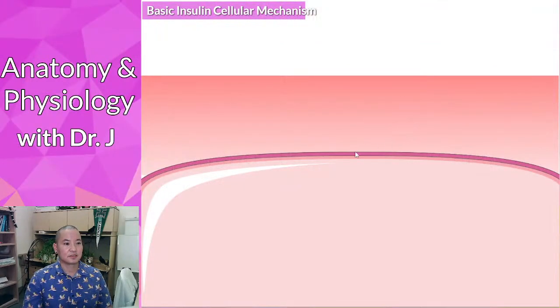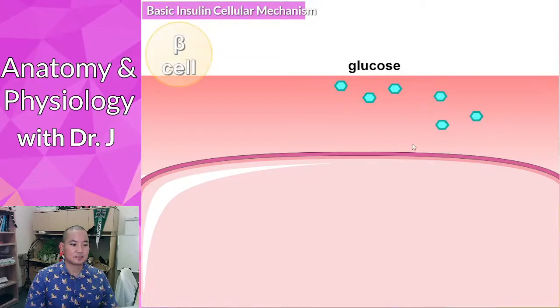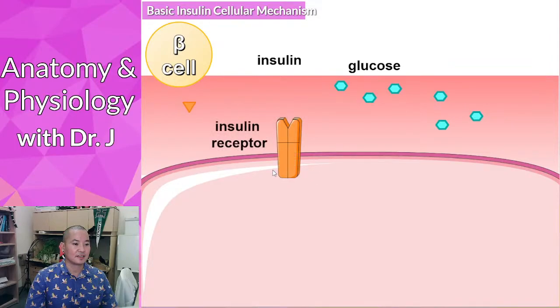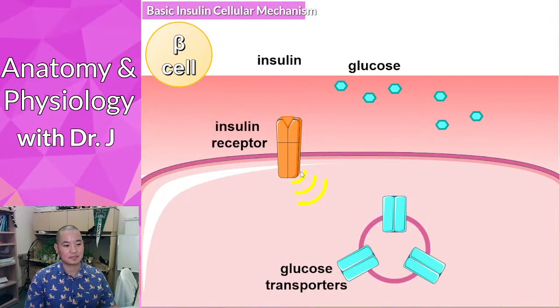Now, to review the basic insulin mechanism I want you to know for this class. So again, we have all this glucose in the bloodstream, and then our beta cells are going to secrete that hormone, insulin. Insulin binds to its receptor on cells, and that triggers cell signal transduction. Again, signal transduction is very complex, but I just want you to know that.